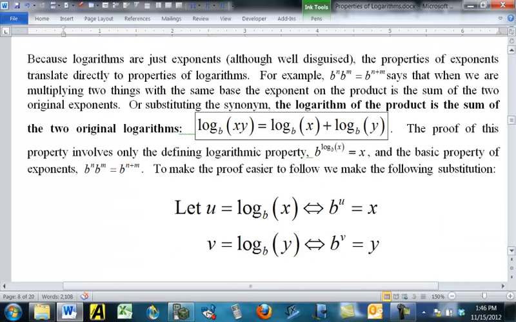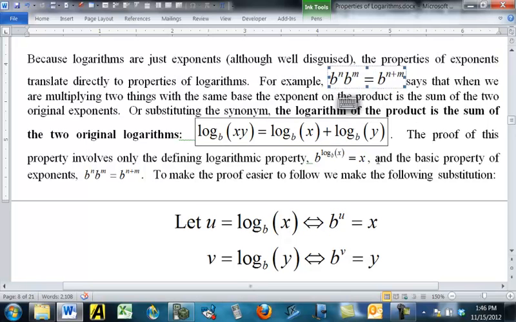Now, because logarithms are just exponents, although you might say they're well disguised, they are just exponents in disguise, the properties of exponents translate directly to properties of logarithms. For example, what does it mean when we say b to the n times b to the m equals b to the n plus m? Okay, let me rephrase that.